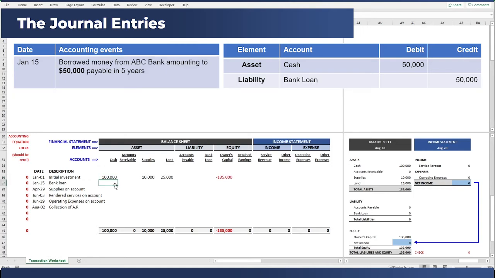Transaction 2, we borrowed money from ABC Bank amounting to 50,000, payable in 5 years. So we will just account for the bank loan. We know that for a bank loan, you received cash of 50,000, that's why you're debiting cash. And then your liability increased by the same amount. So we are crediting liability, and the credit is always negative. Negative 50,000. So your check is zero because your debit is always equal to your credit.